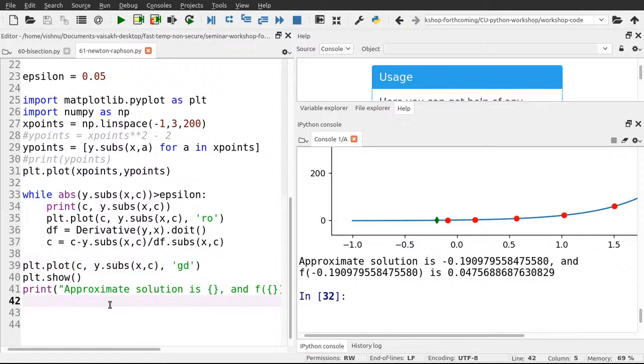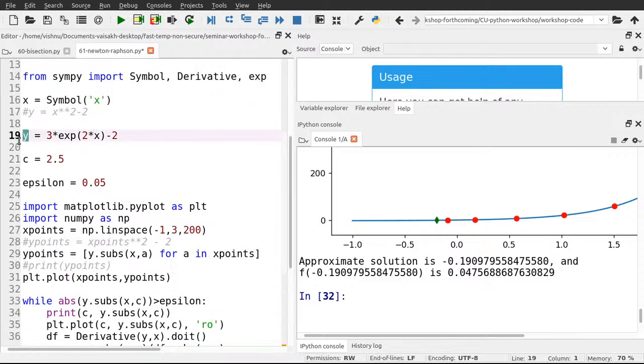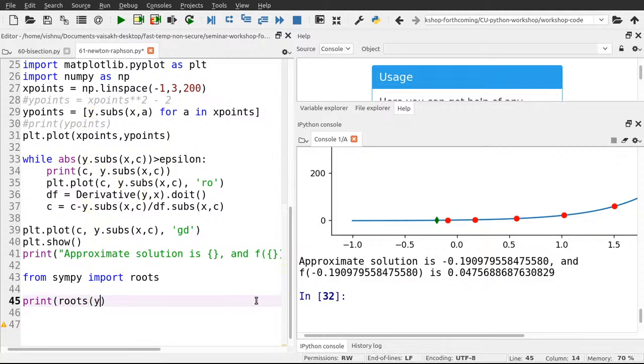Okay, now I wanted to show that instead of doing all these things, there is actually a method given by SymPy for finding the roots directly. From sympy import roots. So print roots of y. Can you please mute? Okay, thank you. This is y. If you try for roots of y, let us see.